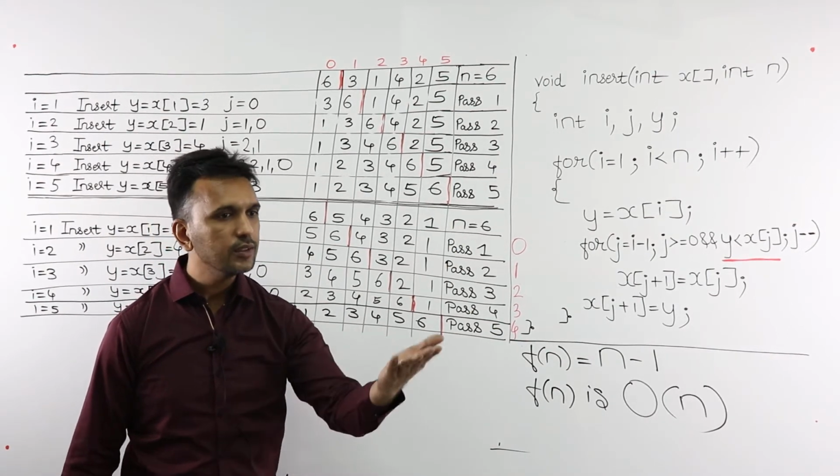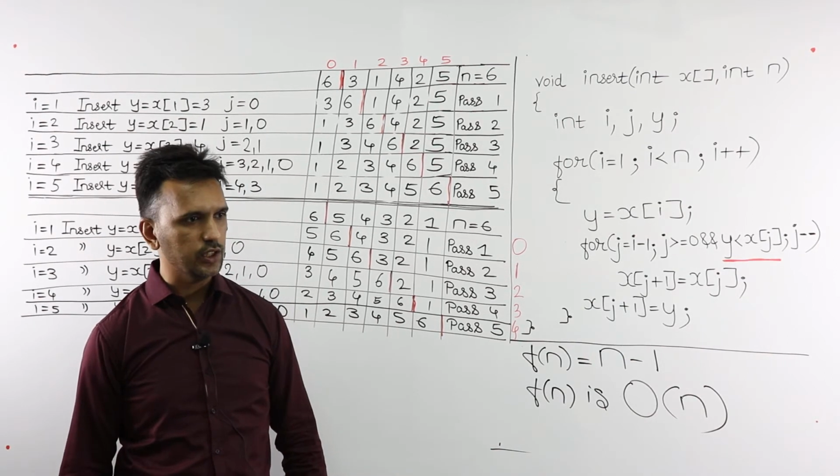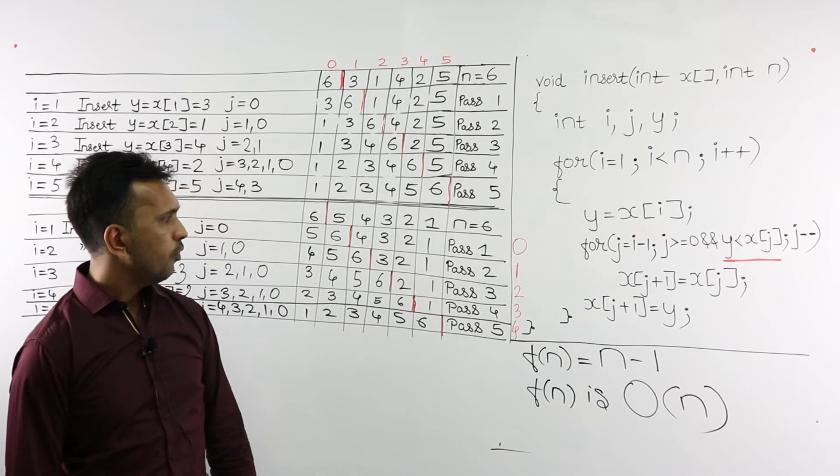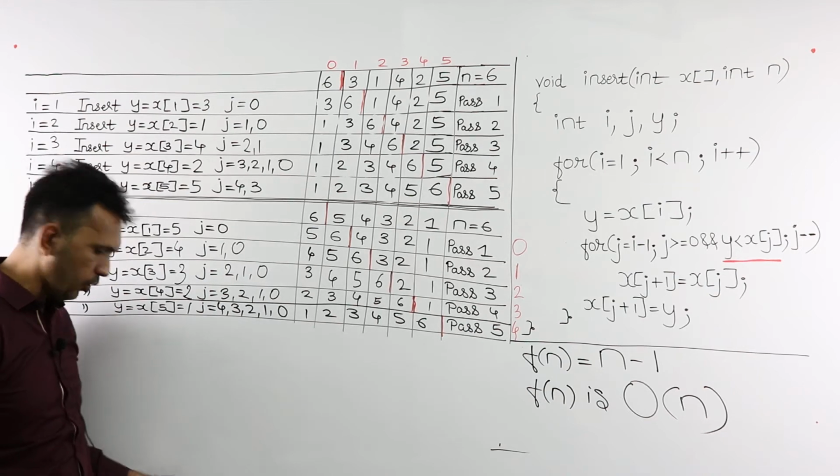Any doubts? Tell me. Now let's analyze this for worst case. Okay. Now for worst case, have a look over here. I have written the values of j over here.